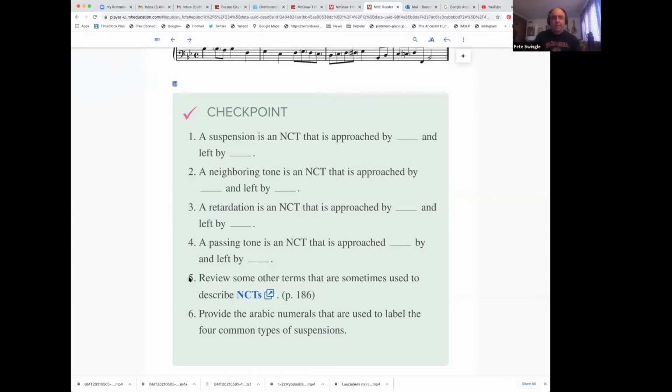The retardation is a non-chord tone that is approached by same note and left by step up. Good. A passing tone is a non-chord tone that is approached by step and left by step in the same direction. Very good.